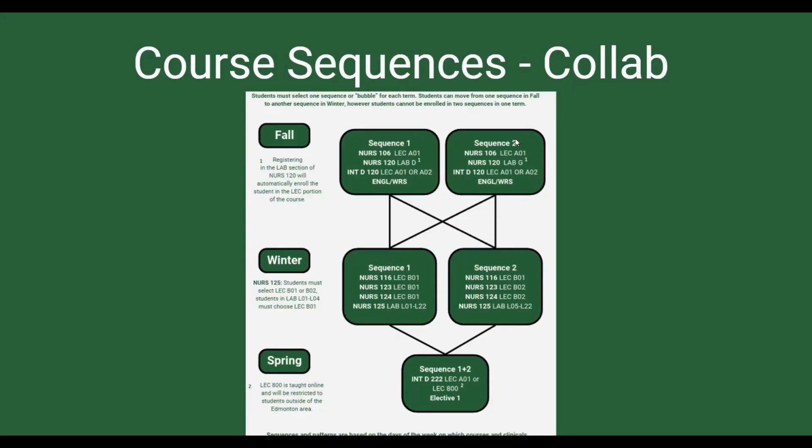As you can see here, there are two sequences, and the sequences relate to what sections of classes you'll be in. In this case, for fall 2025, this is just an example. You can see that the only difference between sequence 1 and sequence 2 is what lab you're in for Nursing 120. In this case, lab D and any D variations will be sequence 1, and any variations of lab G will be sequence 2.